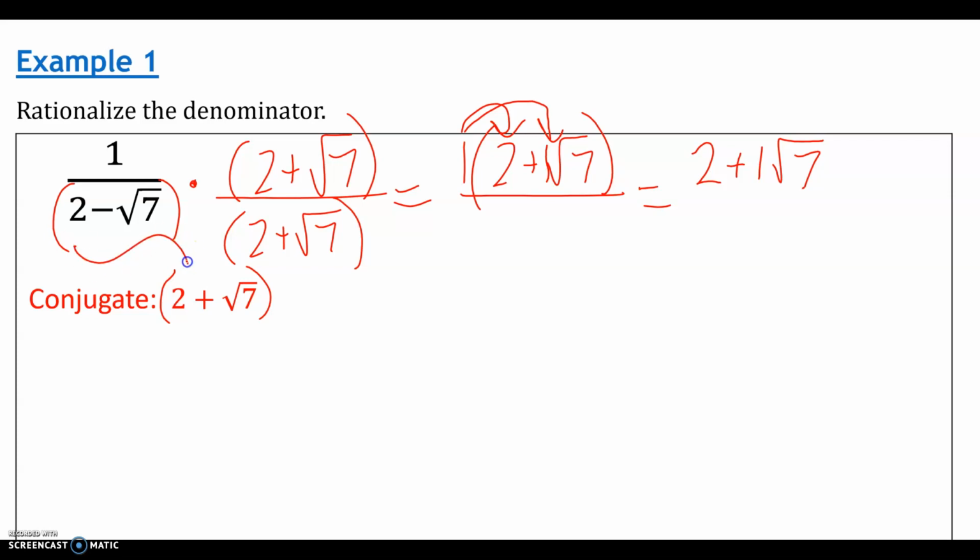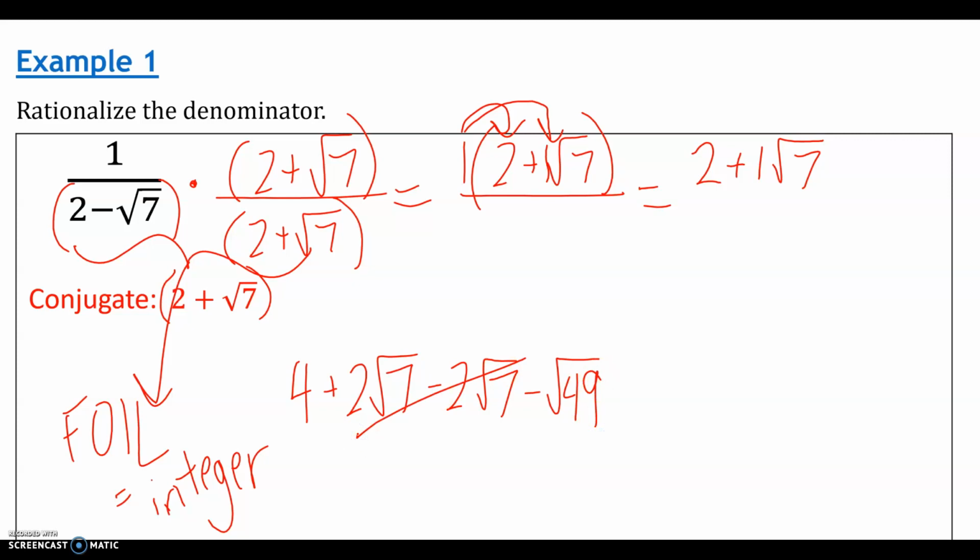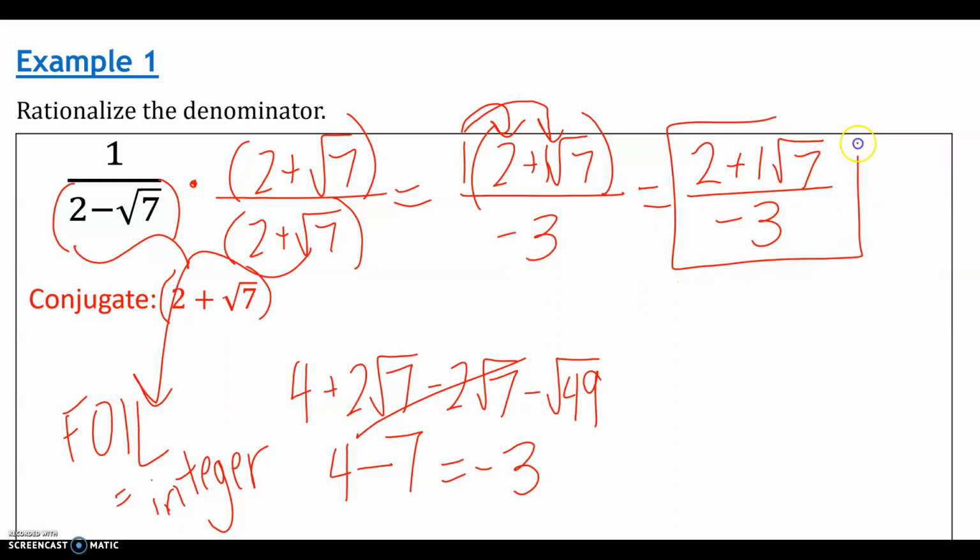Now, the denominator, you need to FOIL this. Because they're conjugates, it's going to equal an integer. So I'm going to do all this work down here. We're going to get 4 plus 2 radical 7 minus 2 radical 7 minus 49. Your two middle terms are going to cancel because they're opposites. So we're going to get 4 minus 7, which is an integer of -3. So -3, -3. Now I'm going to box it.